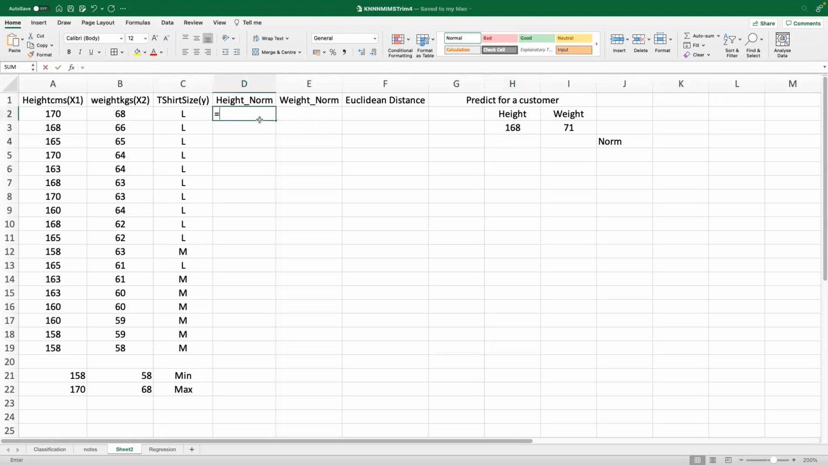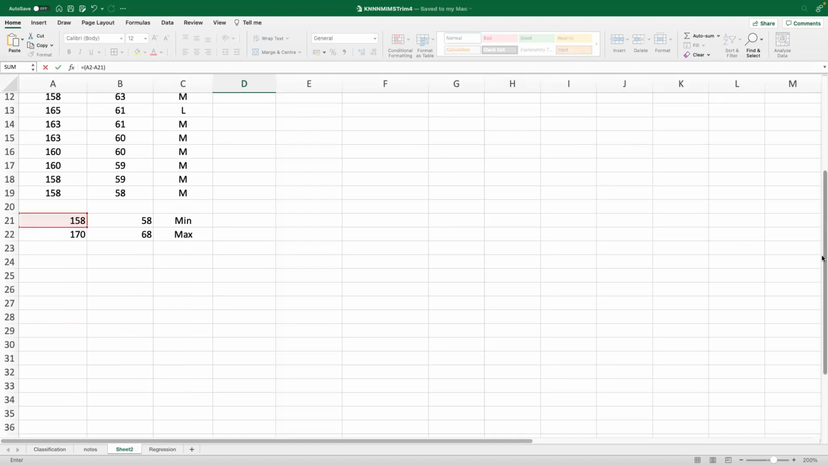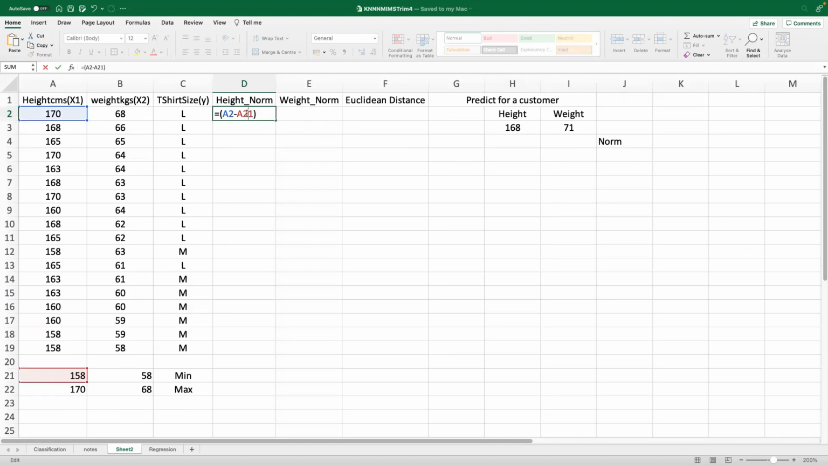So is equal to open bracket x minus x min close bracket. X min is common for all, so you have to press F4 or Fn plus F4, divided by x max. Again, you have to fix it because that is common for all, minus x min. Again, fix it by pressing F4. It is common to all. X minus x min divided by x max minus x min. You got 1.